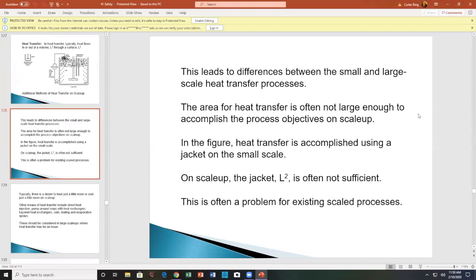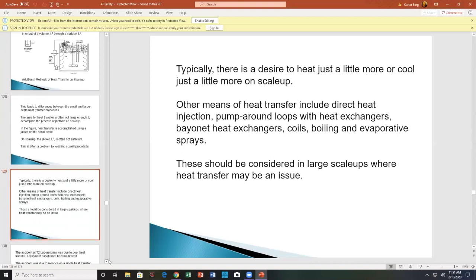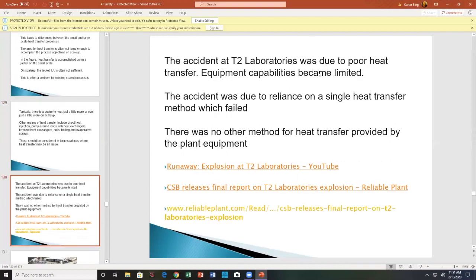The area for heat transfer is often not large enough. What is accomplished using a jacket on the small scale is not sufficient. This is often the process problem for existing scale processes. Typically, there is a desire to heat a little more or cool a little more on scale up, or in the plant. Other means of heat transfer: some work, some don't. T2 Laboratories is notorious here. The T2 accident was due to poor heat transfer. Equipment limitations became limiting. The accident was due to reliance on a single heat transfer method. There should have been an additional method for heat transfer.